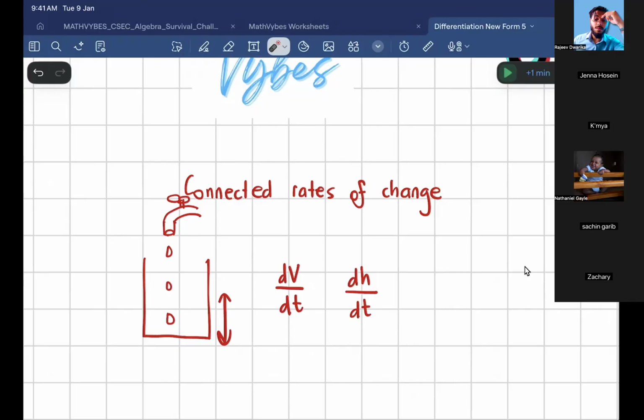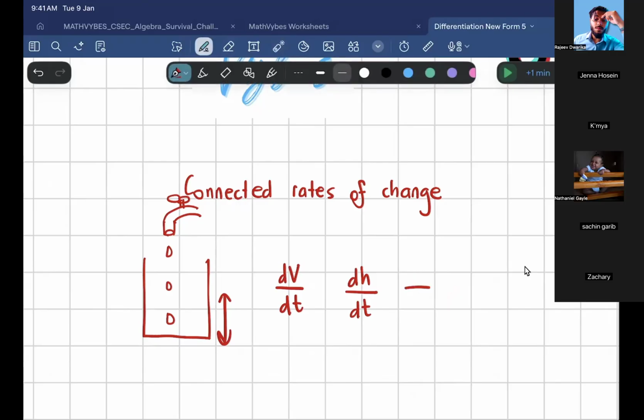Yes, the volume. So as the height changes, what's going to change? The volume. Right. So how would I write that in derivative notation? dV over dH. All right, cool.